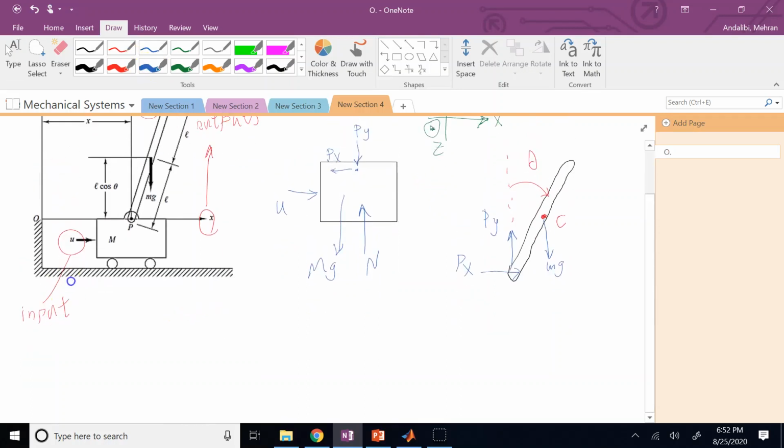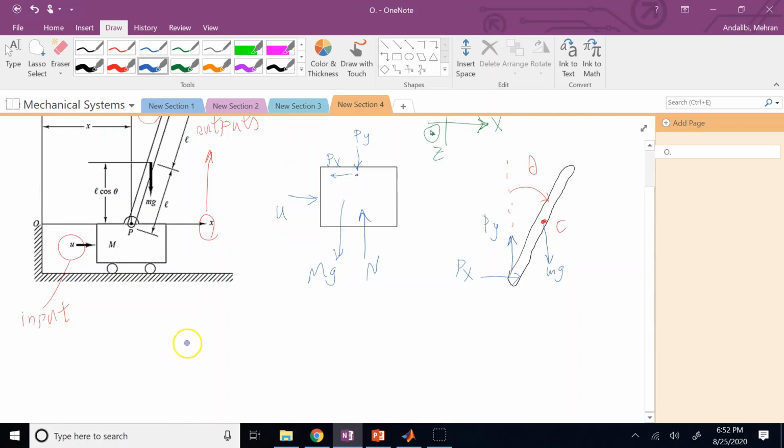For the box, we write the equation. It is going to be u minus P_x, correct? So if we say sum F_x, it is going to be u minus P_x is equal to M times x double dot. That's the only equation, as I said, we are interested in. We are not going to write the Y equation because it just gives us a relation between N and P_y, both of them unknown. We don't care about them.